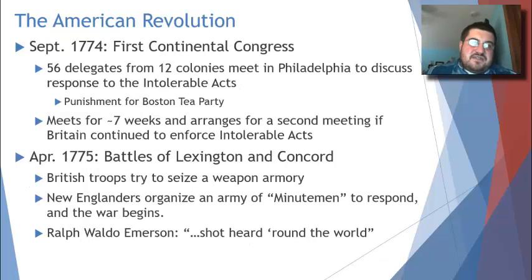And all of this talk, Boston Tea Party, Boston Massacre, which you've learned in your studies before, leads up to the American Revolution. And in September 1774, we have the First Continental Congress, where they meet in Philadelphia to discuss a response to the Intolerable Acts. And we call them intolerable because we don't think they're tolerable, basically. And because they were punishment for the Boston Tea Party. Basically, the First Continental Congress doesn't get anything done.